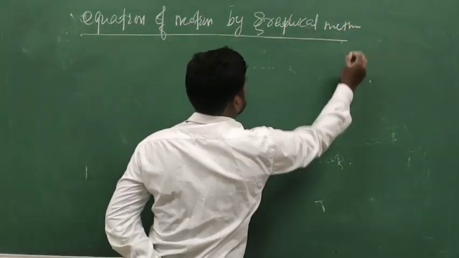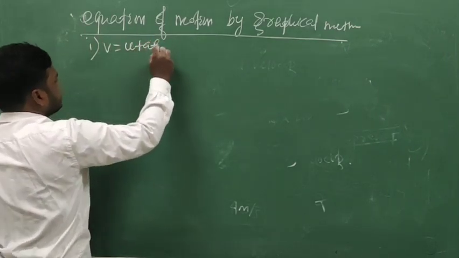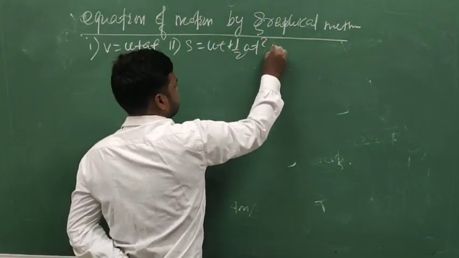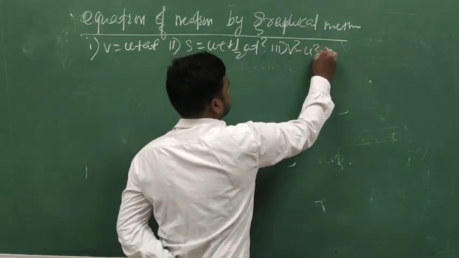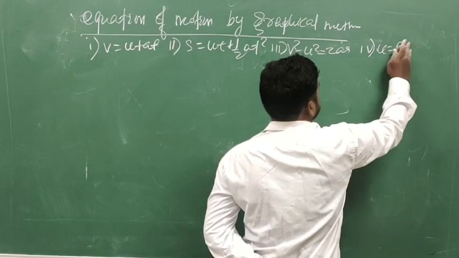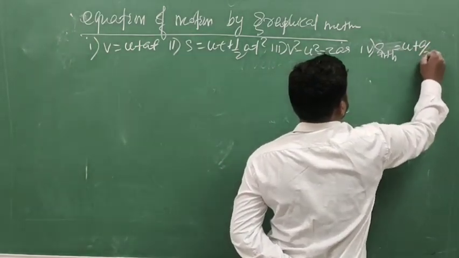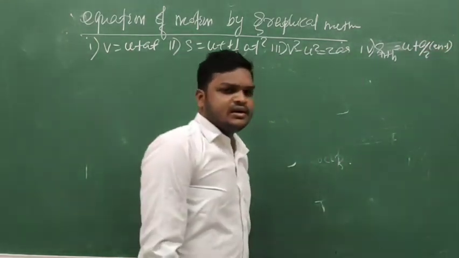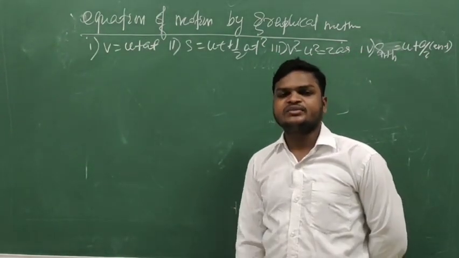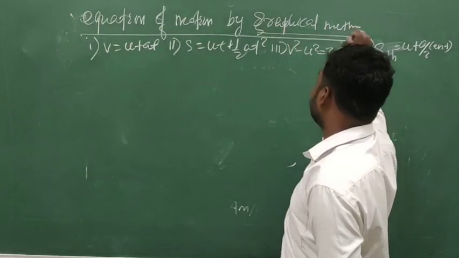We have studied 4 equations: v is equal to u plus at, which is the first equation of motion, then s is equal to ut plus half at square, then v square minus u square is equal to 2as, then s nth is equal to u plus a by 2 into 2n minus 1. All of these equations can be derived by using the calculus method, derivative and integration. But in this case all of these equations are derived by the graphical method.